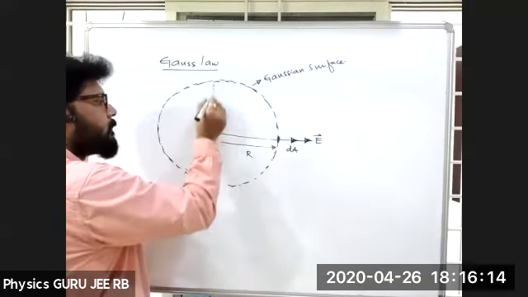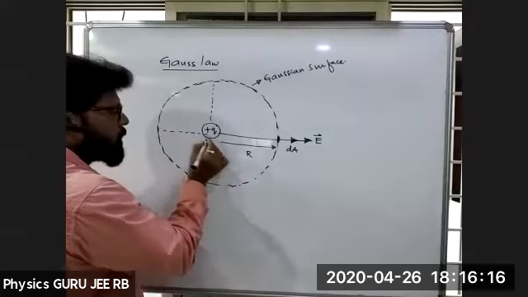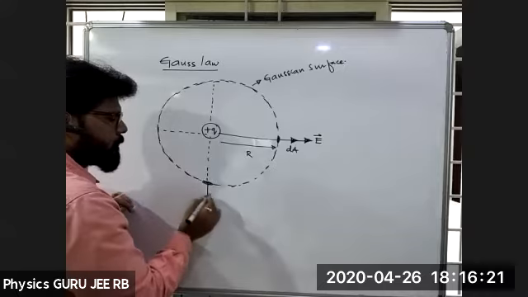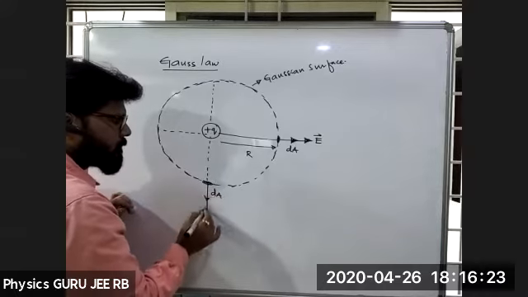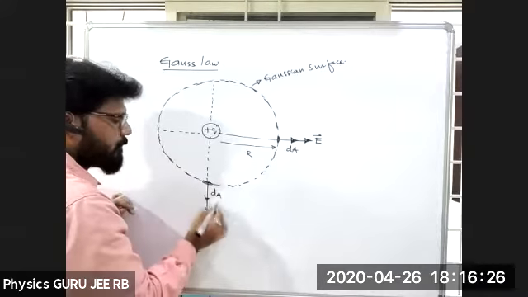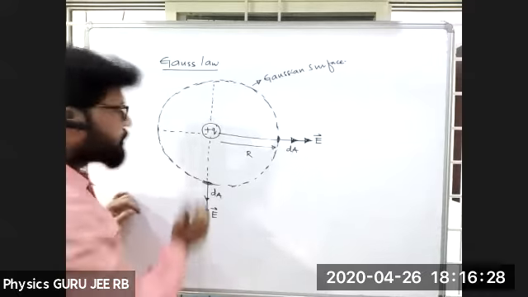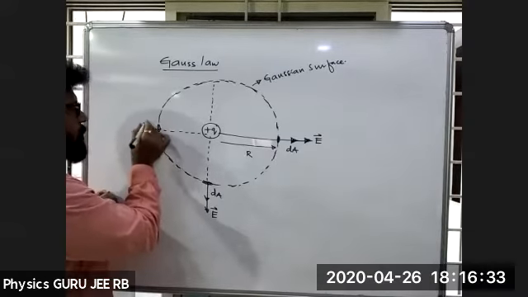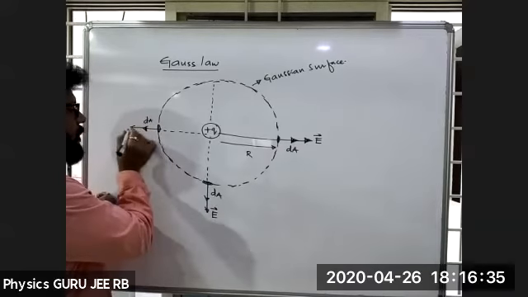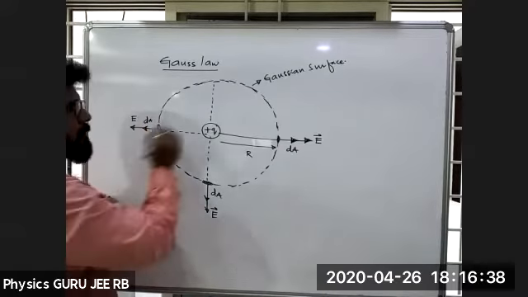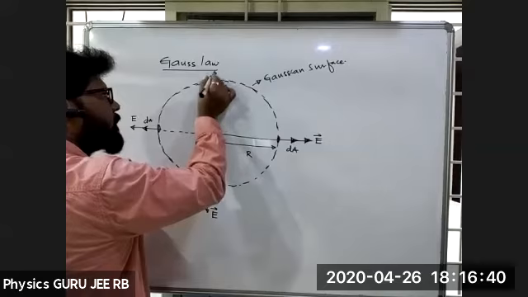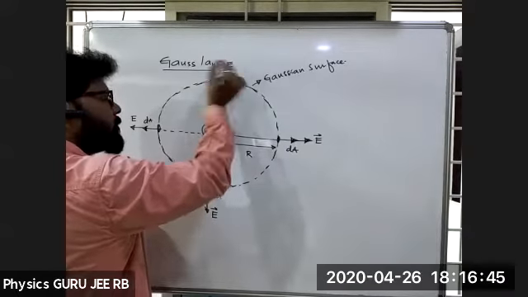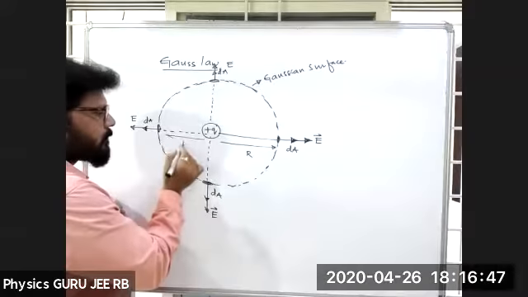So here if I take this particular point, or any point here, at dA as well as E, both will be in the same direction. And if I consider these particular points, here also dA as well as the electric field intensity, both will be in the same direction. At any point, if I take, both will be in the same direction, dA as well as E, right? All are at a distance of r.